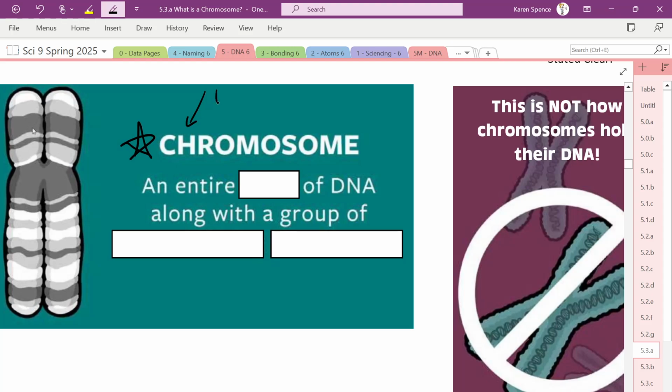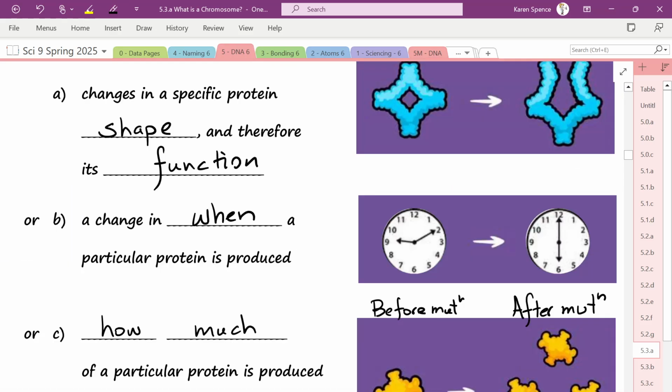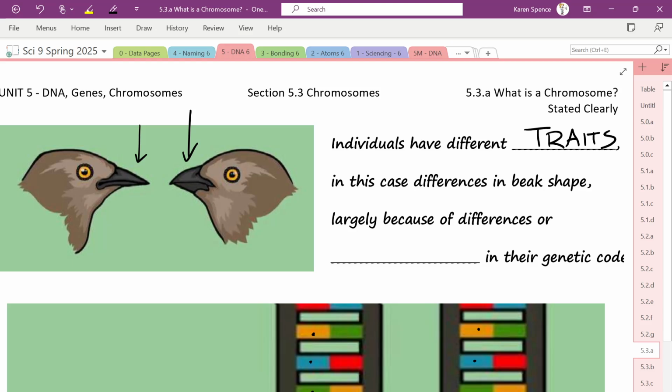Chromosome, Wednesday quiz. That one was, ooh, I missed that one. Let's go back. I missed one. Individuals have different traits, in this case, differences in beak shape, largely because of differences or mutations in their genetic code. Thank you for catching me on that one there, Brian.